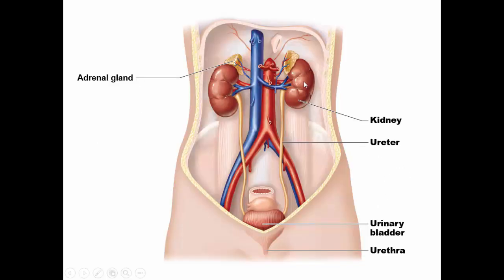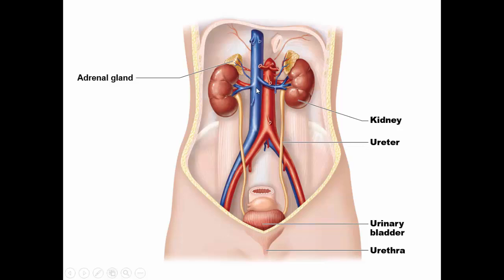The urinary system only has four parts: the kidneys, the ureters, the urinary bladder, and the urethra. As you see, the kidneys lie here in the body cavity. The ureters drain urine from the kidney to the urinary bladder, and then the urethra drains urine from the urinary bladder to the outside. Here you see the adrenal glands sitting on top of the kidneys.